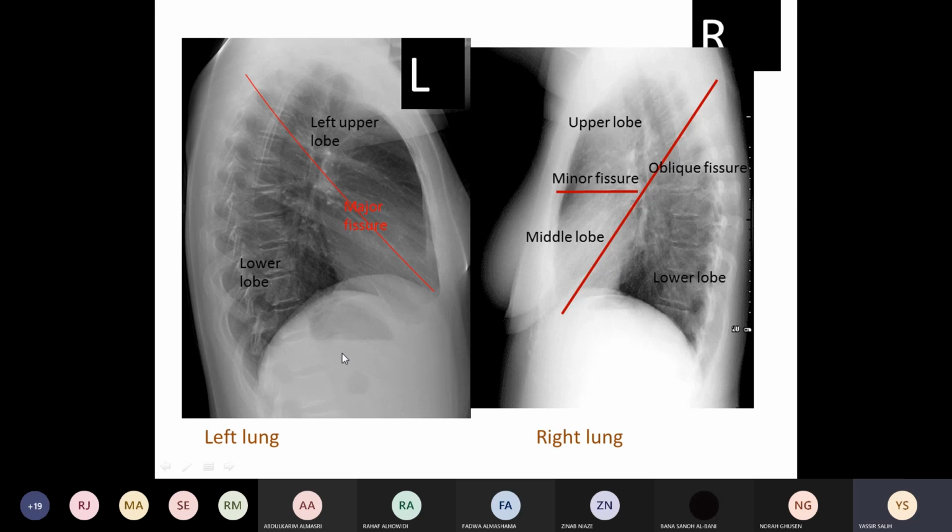We want to know the position of the lobes on X-ray. It is very important to know the position of the different lobes on a lateral chest X-ray. Of course, this is the imaginary line at the level of the oblique fissure, and this imaginary line is at the level of the minor fissure on this lateral chest X-ray.